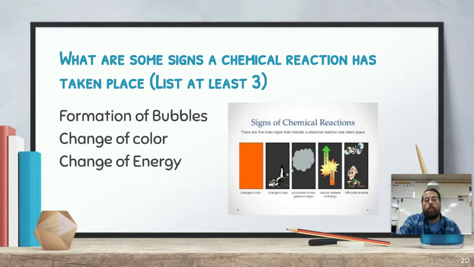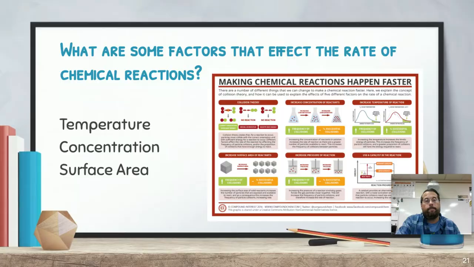Now, again, some ways that we know a chemical reaction is taking place. We see bubbles, like in baking soda and vinegar. We can see a changing color, like in the leaves changing. We can see a change of energy; a glow stick is a chemical reaction, and that light being produced indicates a change of energy and a chemical change is occurring.